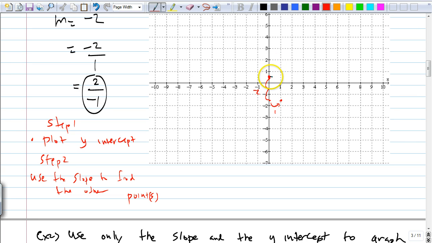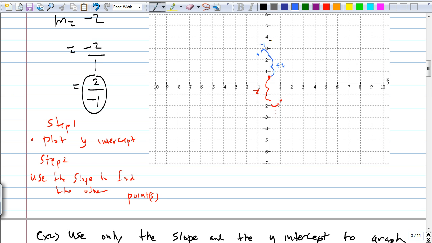Also, what else could I do? I could go from that point, y-intercept, what else could I do? I could go up 2, let me do that in a different color. Go up 2, and then what? To the left one. You see where I end up? And of course, all I have to do is what?